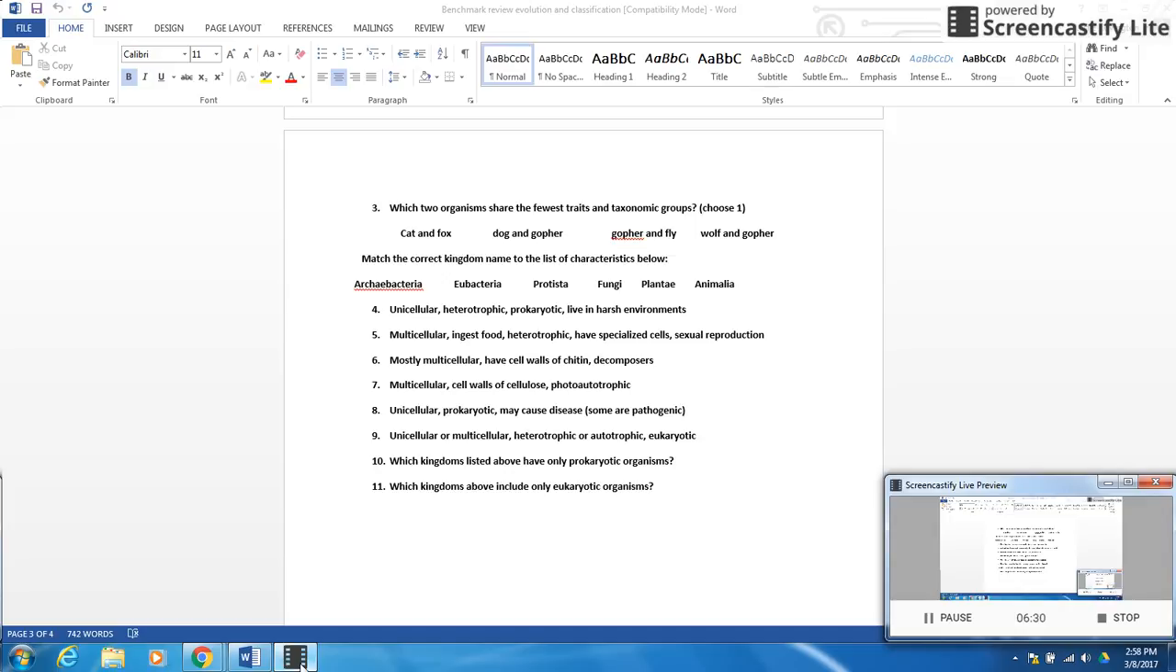Unicellular, prokaryotic, may cause disease. Some are pathogenic. That's eubacteria. Number 9, unicellular, multicellular, heterotrophic, or autotrophic, eukaryotic. That's protista. Which kingdoms listed above have only prokaryotic organisms? Eubacteria and archaebacteria. Number 11 is which kingdoms above include only eukaryotic organisms? Protista, fungi, plantae, and animalia. Should be in that order.